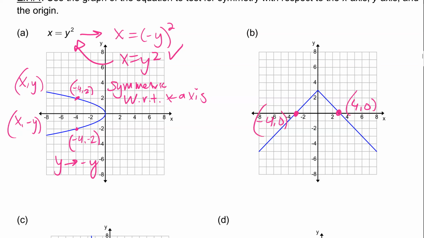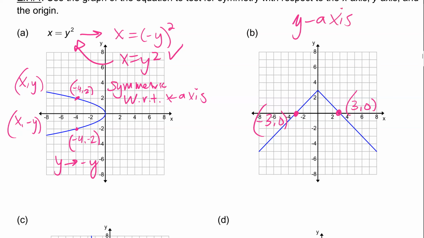All right, so huh? Yep. Yeah, sorry. Yeah, good one. I just saw the, oh my god. Okay. Perfect. So it's symmetric with respect to the y-axis, and let's double check we are correct.